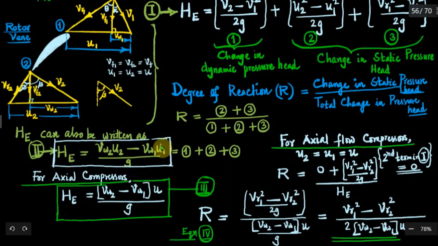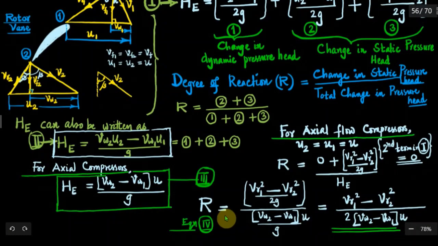This Euler's equation is named as equation 2. Now we consider the degree of reaction for the axial flow compressor. Since 1 plus 2 plus 3, the second term will vanish here, because U2 square minus U1 square by 2g becomes 0, since U1 is equal to U2. So the only term remaining, representing the change in static pressure head as it passes over the rotor blade, is VR1 square minus VR2 square by 2g, divided by the sum of the three terms.